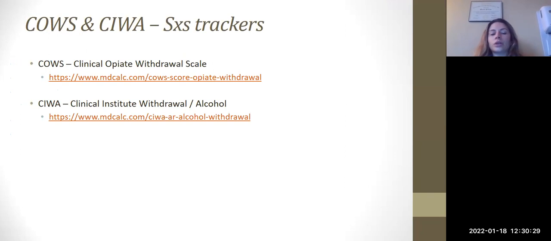this is a really cool one to have. The other set of screeners are things like symptom trackers, and you probably already use this routinely if you're treating opiate use disorder. So the clinical opiate withdrawal scale, which helps you to track their withdrawal level over time and make decisions about medication. And then the tool that we use for alcohol, which is the CIWA.